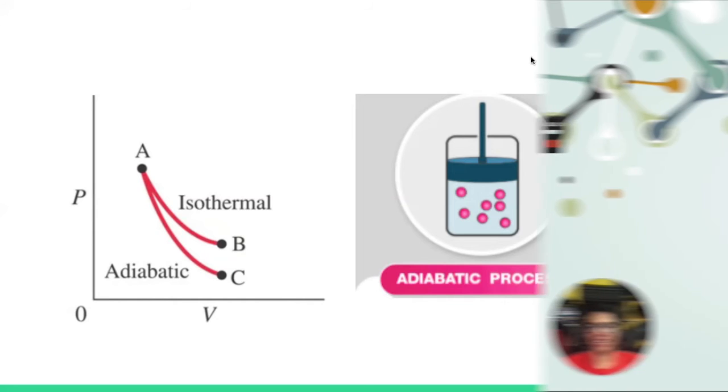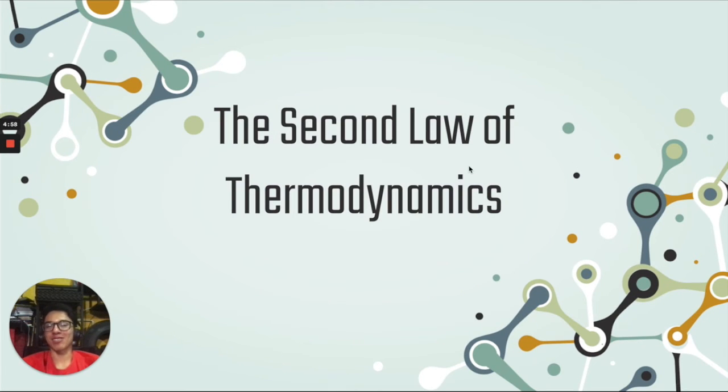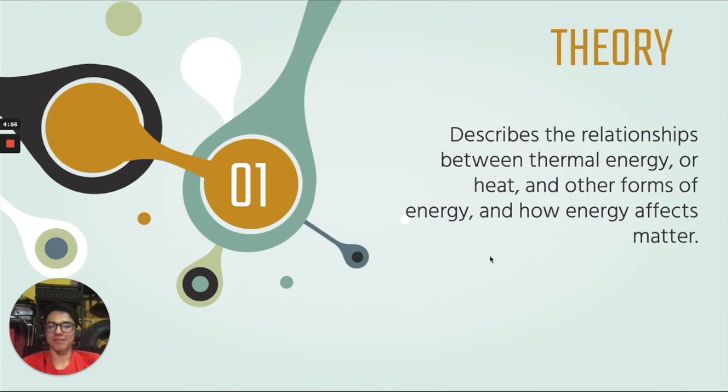Thank you. Hi, I come here to explain to you the second law of thermodynamics. First I'm going to tell you some of the theory about it. It describes the relationship between thermal energy or heat and other forms of energy, and how energy affects matter.